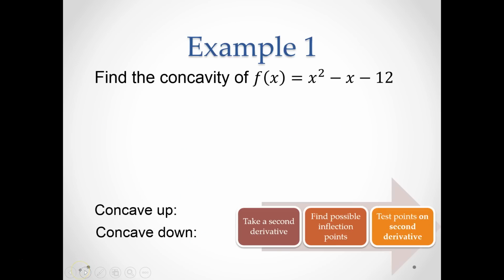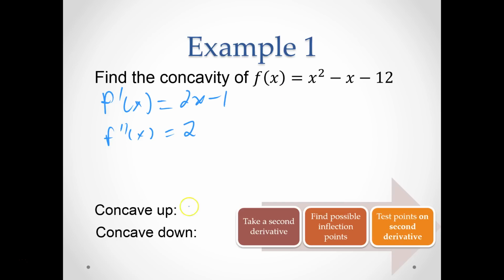Now let's see what's going on with the concavity of this graph. So we knew that f prime of x, we just found that. That was 2x minus 1. So our second derivative, f double prime of x, is just 2. Well, that's kind of a weird second derivative. It's always 2. So the second derivative of this graph is always 2.